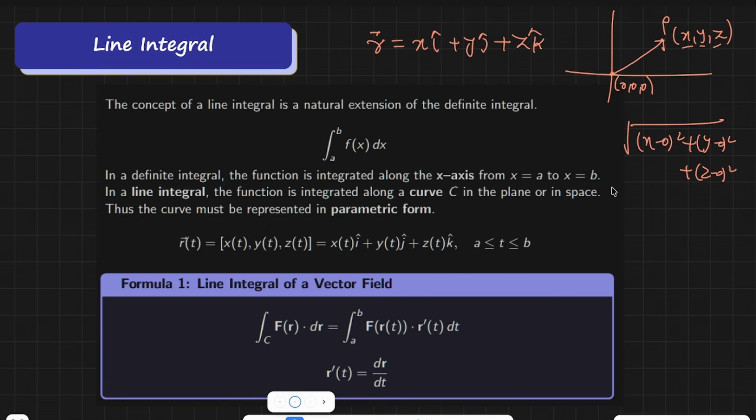Now the next point is called the parametric form. We need it because we are going to integrate along a curve from a to b, so we may need the parametric form of the curve. What do you mean by the parametric form? Let's say I have a curve in x, y, z, which means it is in 3D. I want to convert this into 1D, because this line integral can handle only a one dimensional integral.